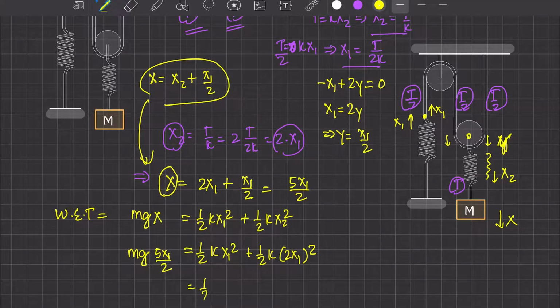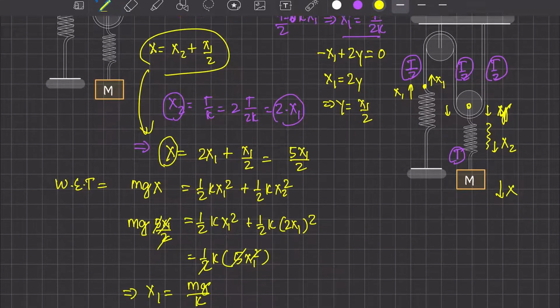So this gives us half k x1 square plus (2x1) whole square. This is 4x1 plus x1, that is 5x1 square. Now comparing these two, 5 gets cancelled, 2 gets cancelled, and x1 gets cancelled here. So we get x1 equals mg by k. This is the value of x1.